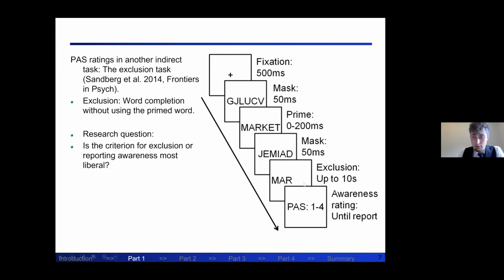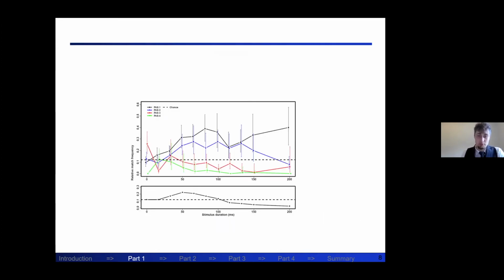Now, our twist on the paradigm here was to add a perceptual awareness scale at the end. And the reason that we did this was that we wanted to examine when people exclude. So do they do it when they only report no awareness, or do they also do it when they report weak experiences? And if they do, that would suggest that the exclusion task is not completely exhaustive. And here are the results that we found.